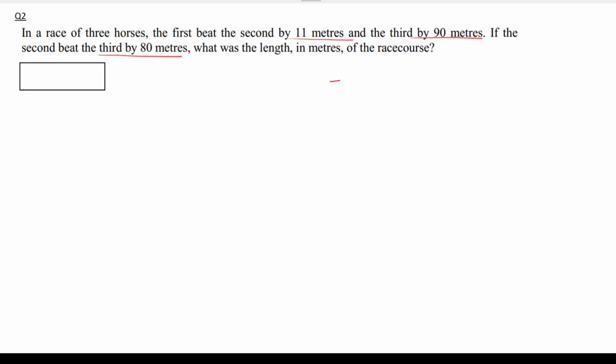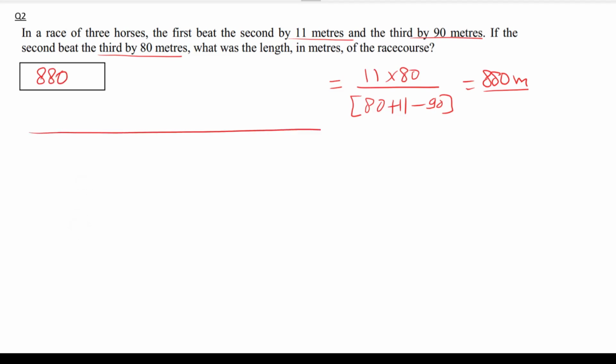How would I solve this question? The first beat the second by 11 meters, and the second beat the third by 80 meters. Now I need a factor: 80 plus 11 minus 90. So this will be 880 meters. This will be the length of the race course, and the answer will be 880 meters.